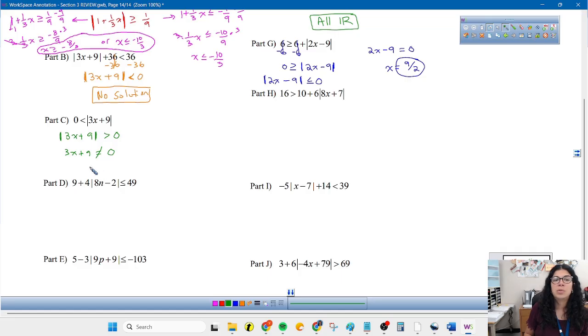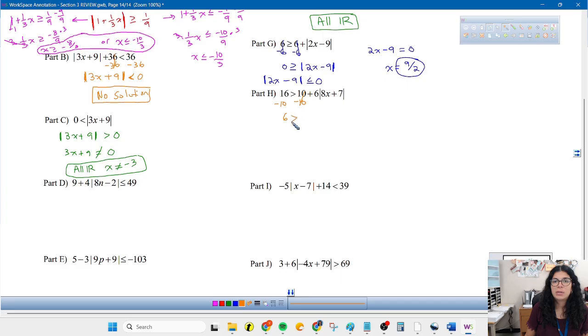All other numbers will be a solution. So this is going to be all real numbers, with the exception that x not be negative 9 over 3, which would be negative 3. So it's going to be all real numbers, but x not being negative 3. Any other number, x could be negative 3.5, x could be 30, negative 327. It could be any number, just not negative 3. Okay, part H. I'm going to go ahead and subtract 10 first.